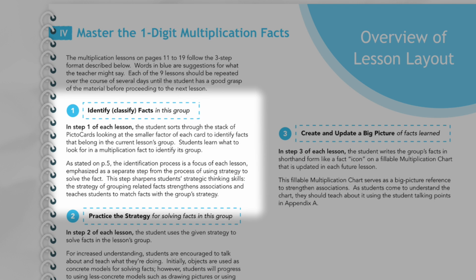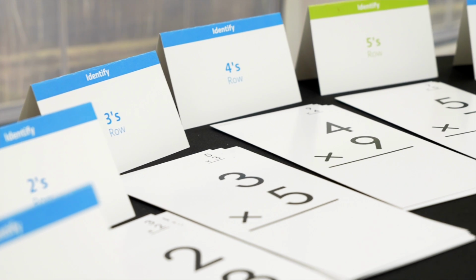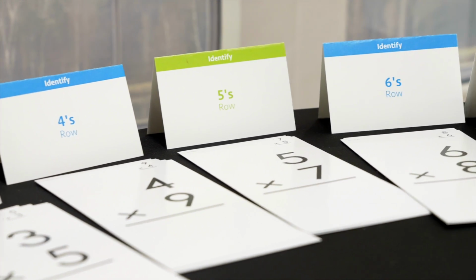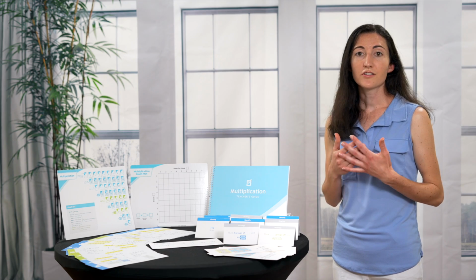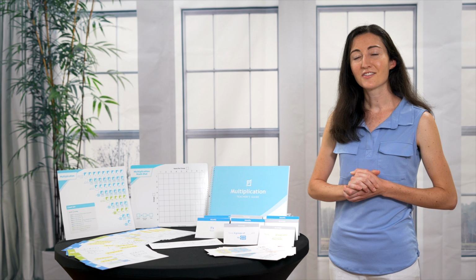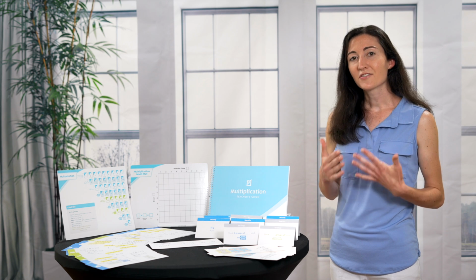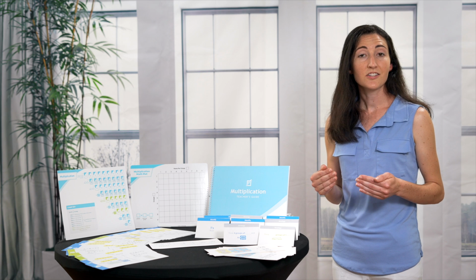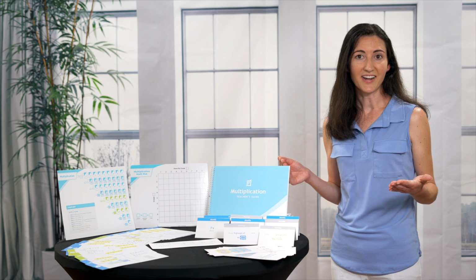In step 1 of each lesson, the student sorts through the stack of Pictocards looking at the smaller factor of each card to identify facts that belong in the current lesson's group. Students learn what to look for in a multiplication fact to identify its group. The identification process is a focus of each lesson, emphasized as a separate step from the process of using strategy to solve a fact. This step sharpens students' strategic thinking skills. The strategy of grouping related facts strengthens associations and teaches students to match facts with the group strategy.